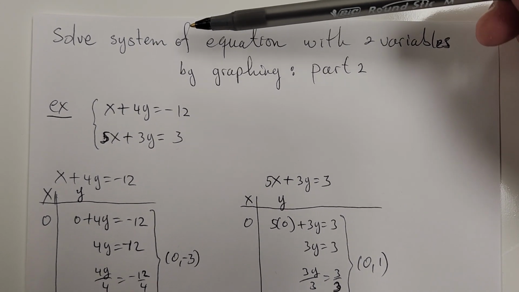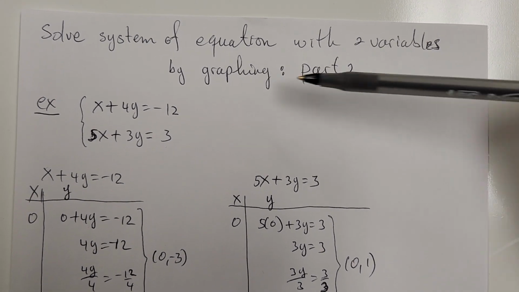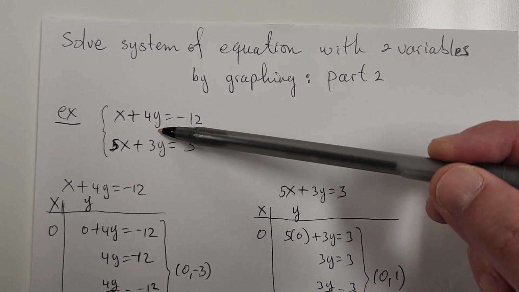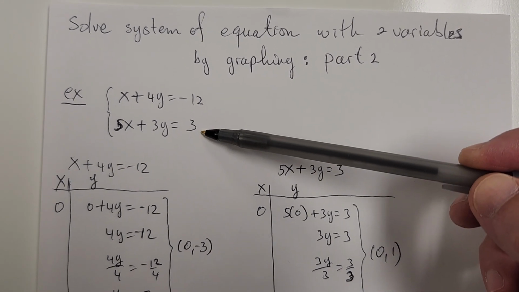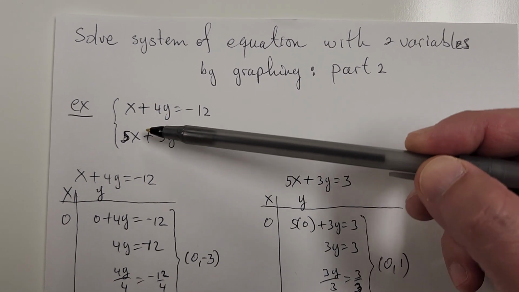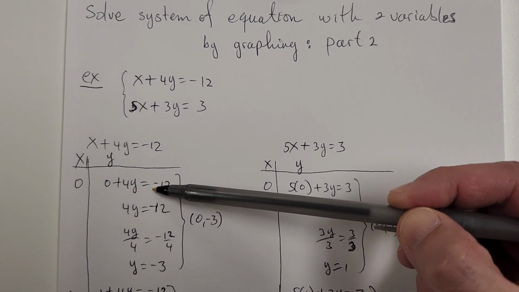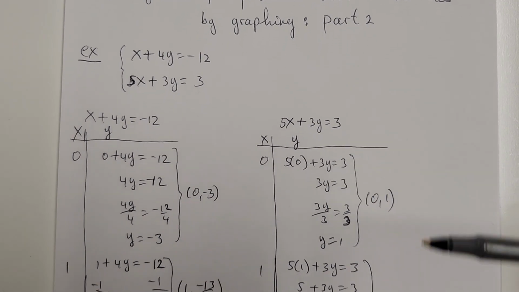This lesson is solve system of equations with two variables by graphing, part 2. Here you have two equations with two variables, x and y. Let's do the first equation on the left side and then the second equation on the right side.